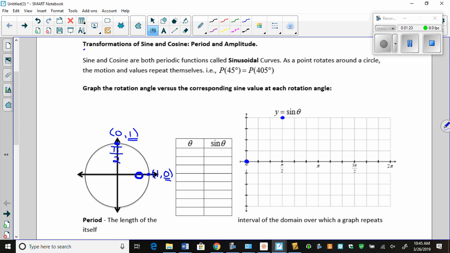Then I'm going to go to pi. This coordinate is negative 1 and 0. But the only thing I care about, because I'm drawing the sine graph, is the 0. So my point for the sine graph is at pi and 0. And then I have 3 pi over 2. This one's at 0 and negative 1, so I don't care about that one. I just care about the negative 1. So it's at 3 pi over 2 and negative 1. And then I go back to 2 pi, which is here, and it's back to 0.